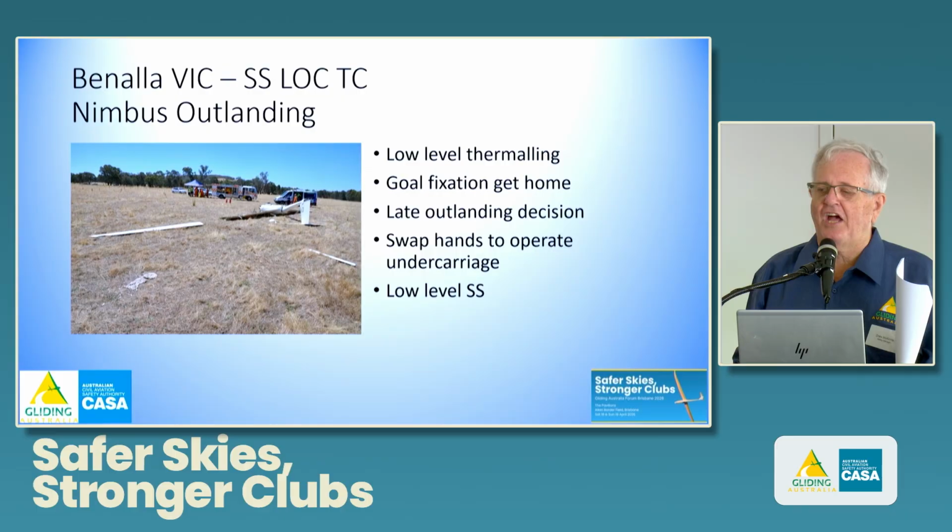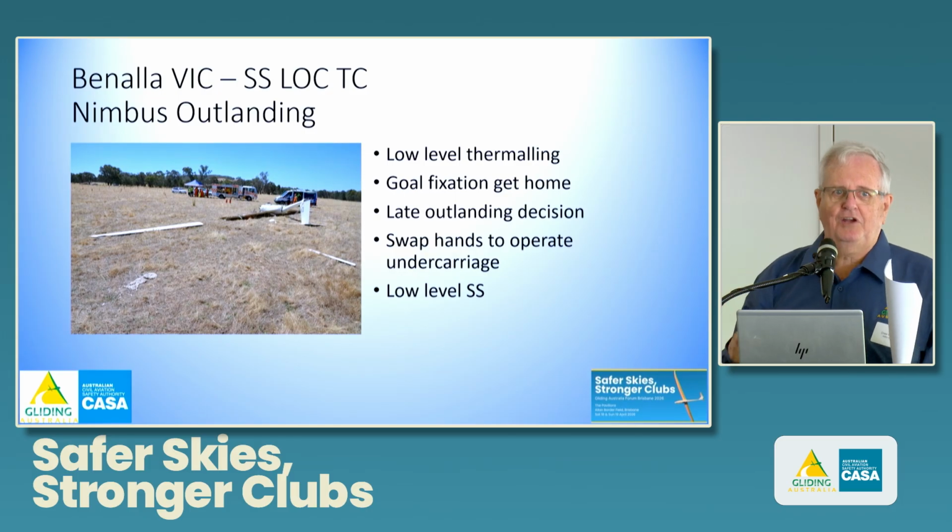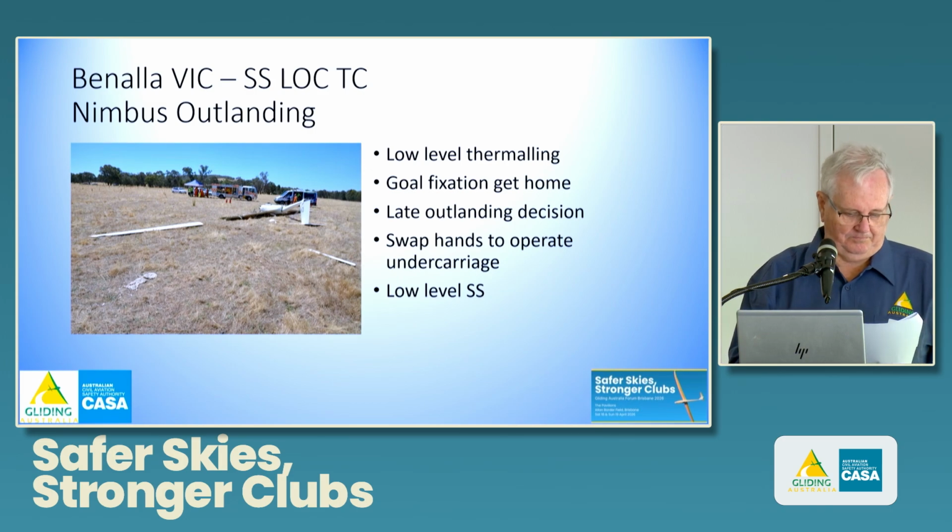And at the last minute, it's quite clear that he swapped hands to operate the undercarriage. And in the process of activating the undercarriage lever, back pressure on the stick with the non-preferred hand, the left hand, and it went into an immediate spin and hit the ground. Unrecoverable. Low-level stall spin. But there were a bunch of social and human factors that drove the error, the late decisions with tragic consequences.